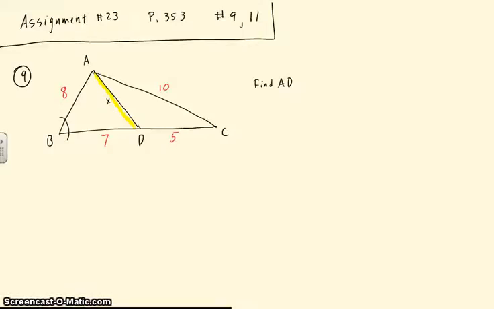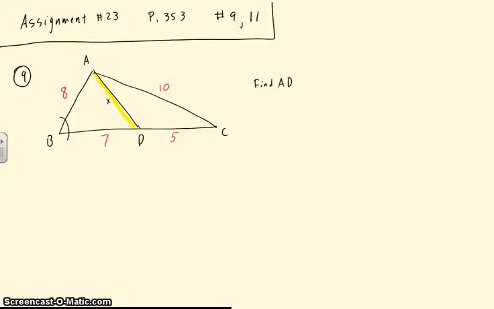Alright, so I'm going to go over a couple problems from homework number 23 that I saw in the homework parking lot. Those were number 9 and number 11. If you read the problem, for number 9, it says, use the method of example 3 on page 351 to find AD in the diagram below.